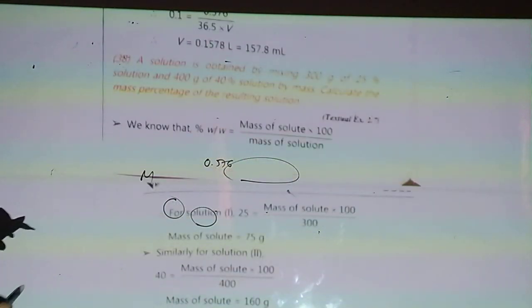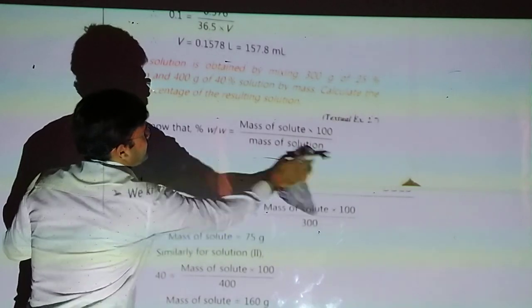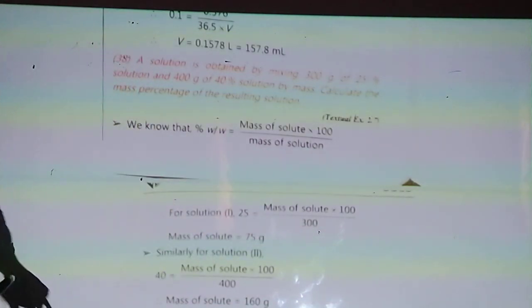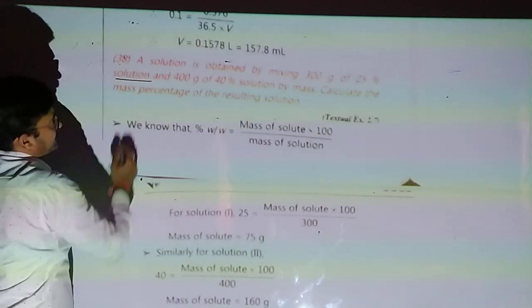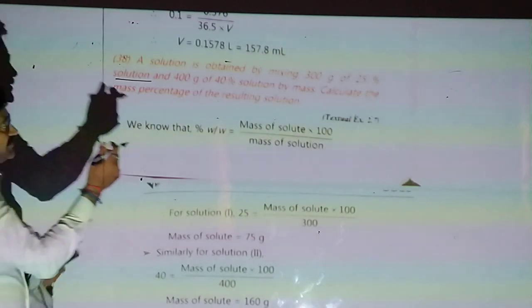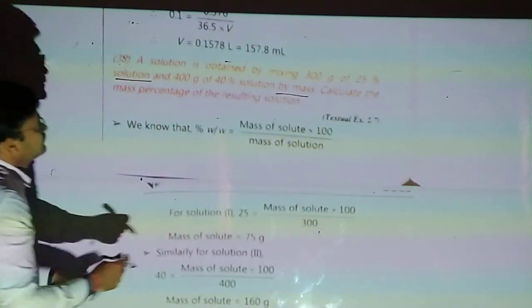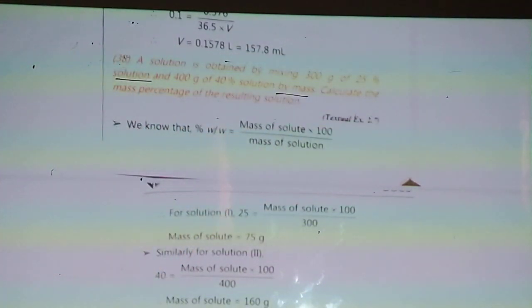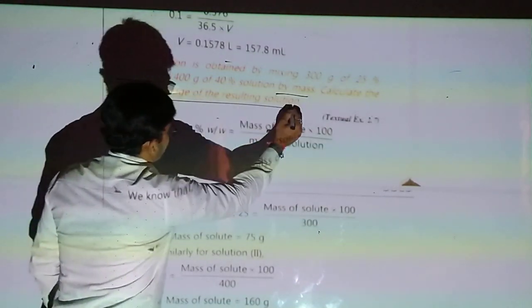Now 2.7. A solution is obtained by mixing 300 gram of 25% solution and 400 gram of 40% solution by mass. Calculate the mass percent of the resulting solution.